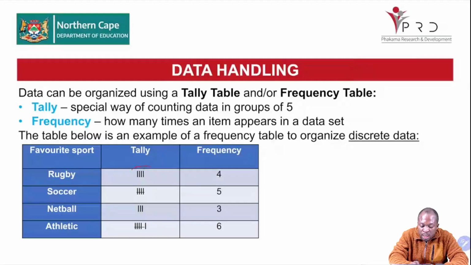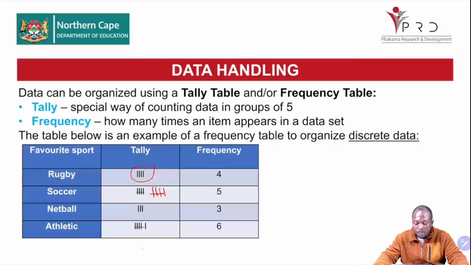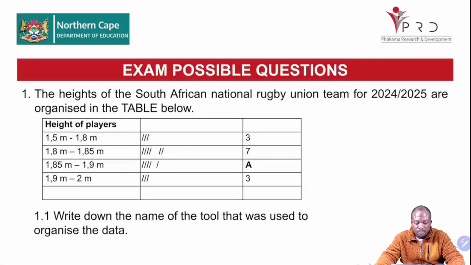So if you can check here, I have put 4. 1, 2, 3, 4 ticks. So then you write the number 4. If you put 4 ticks, that is what we call the tally. What will happen if there were 5 of them? Good. You're going to put 1, 2, 3, 4, and then you cross out the number 5. Then you write the number 5. So that is how you draw a frequency table. Now, let's look at some few example possible questions.